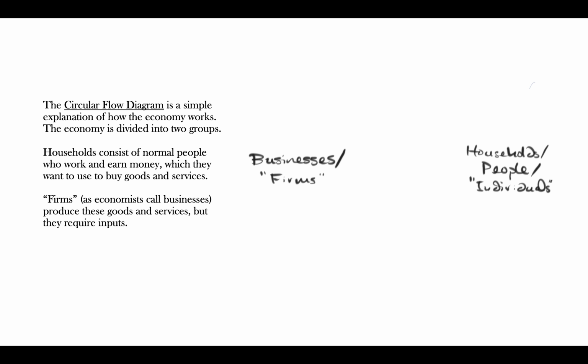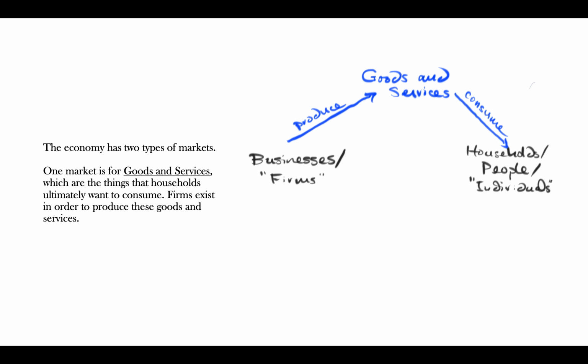Businesses exist for the purpose of taking inputs and converting them into goods and services that families and households want to consume. So that's the other group in the economy, the households, normal people. They wake up in the morning, they go to work, they get income which they want to spend on goods and services. Okay, now the economy has two markets in it.